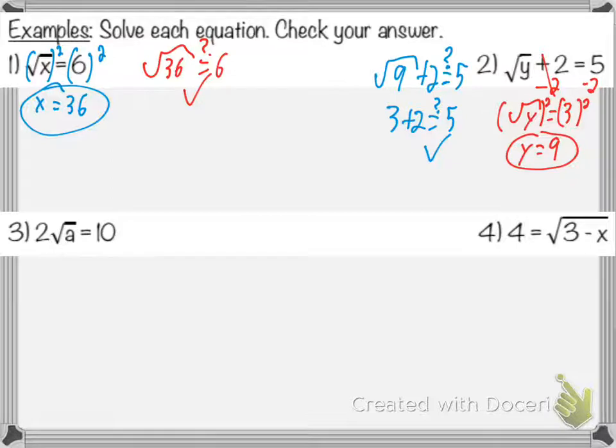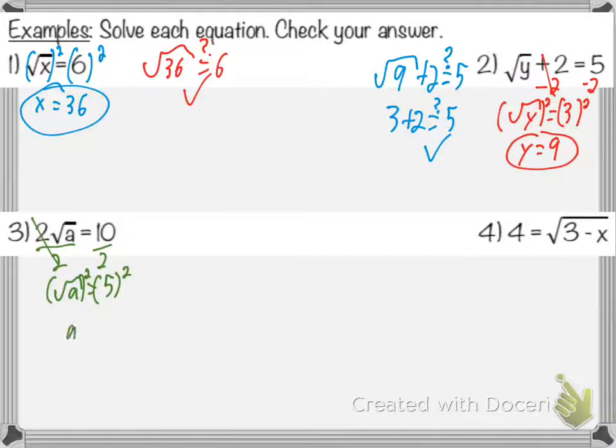On to the next problem here. 2 times the square root of a equals 10. So our first step is to isolate. Oh, not isolated yet. You have to divide by 2 to get rid of the multiplication. Square root of a equals 5. Now the radical is isolated, so now we can do step 2, square both sides.